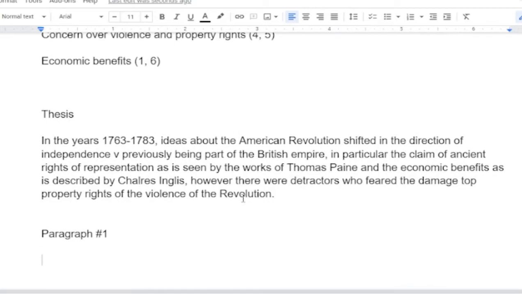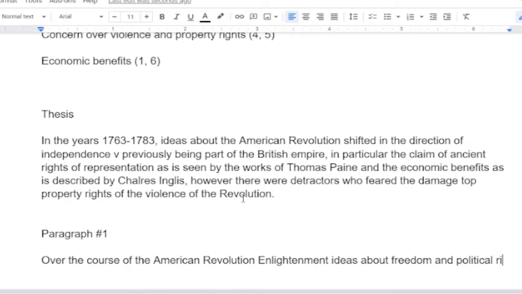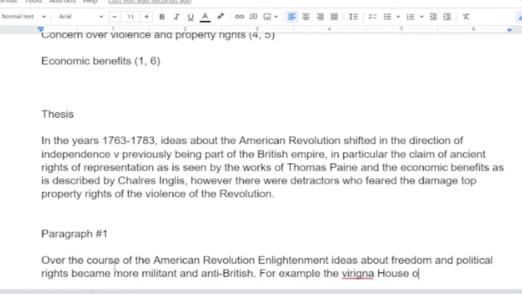So let's see. Over the course of the American Revolution, Enlightenment ideas about freedom and political rights became more militant and anti-British. I feel like in this one in particular, we're going to need to reference dates a lot. We'll start with the Virginia House of Burgesses. That's document number one.